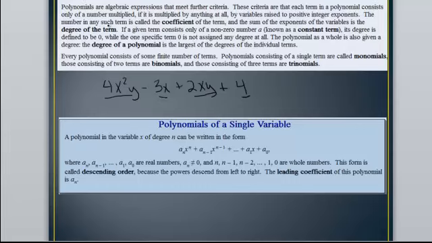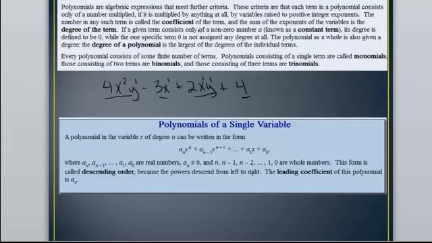The number in each term is called the coefficient of the term. So that would be the 4, the 3, the 2, the 4. Those are all considered the coefficients. And the sum of the exponents of the variables is the degree of the term. So for this term, the degree would be 2 plus 1, this little 1 that you can't see. So the degree of this first term would be 3. The degree of the second term would be 1, because that's a 1 right there. Both of these variables have an exponent of 1, so the degree of this term is 2.